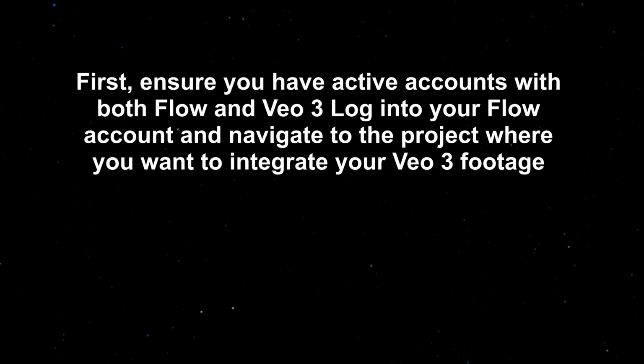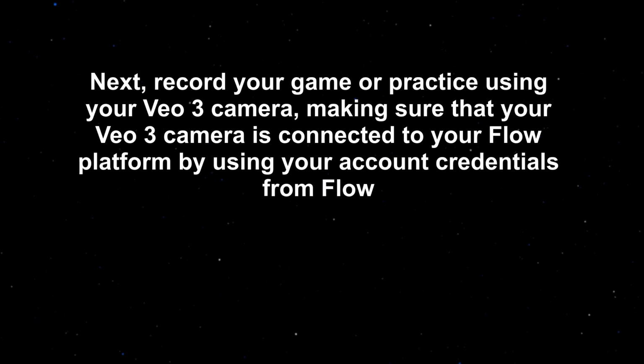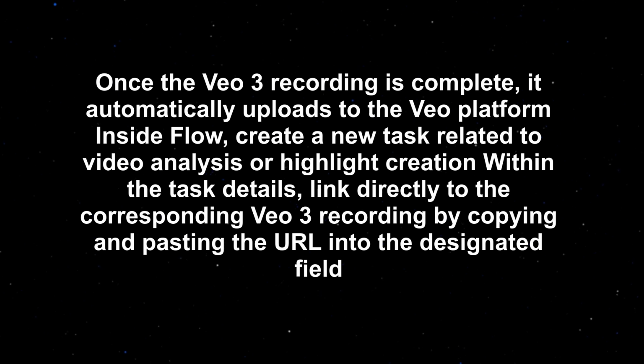Log into your Flow account and navigate to the project where you want to integrate your Veo 3 footage. Next, record your game or practice using your Veo 3 camera, making sure that your Veo 3 camera is connected to your Flow platform by using your account credentials from Flow. Once the Veo 3 recording is complete, it automatically uploads to the Veo platform inside Flow.